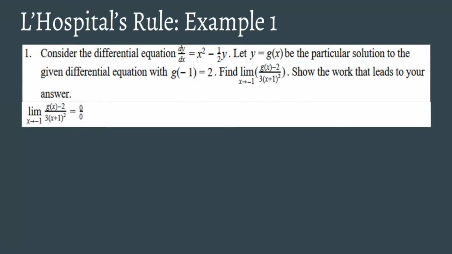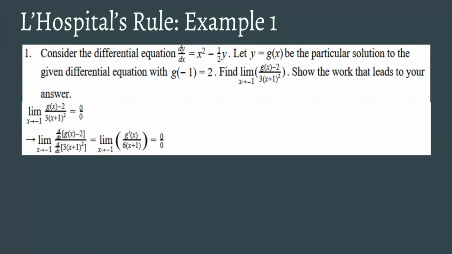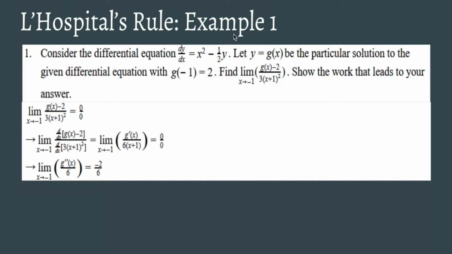We know L'Hopital's rule can be applied because the answer is an indeterminate form of 0 divided by 0. With this information, we can take the derivative of the numerator function and the denominator function, which is equivalent to the limit as x approaches negative 1 of the derivative of g of x divided by 6 times (x plus 1), which also results in an indeterminate form of 0 over 0. Therefore, we can apply L'Hopital's rule again, which results in the limit as x approaches negative 1 of g double prime divided by 6, which is equal to negative 2 over 6, simplifying to negative 1/3.